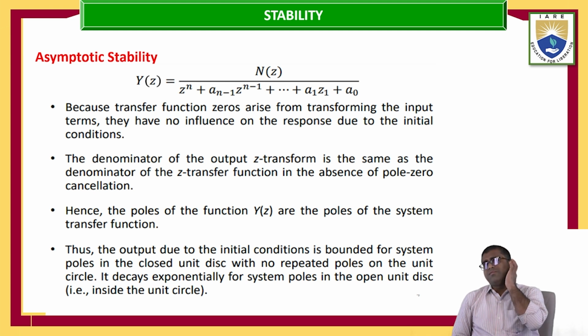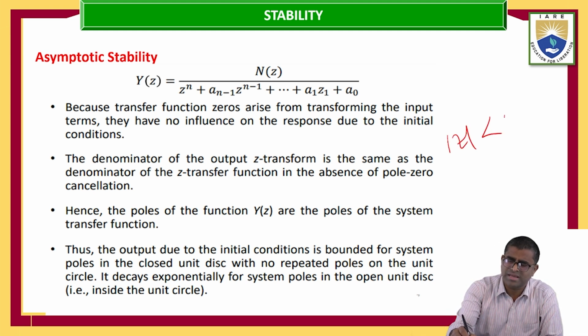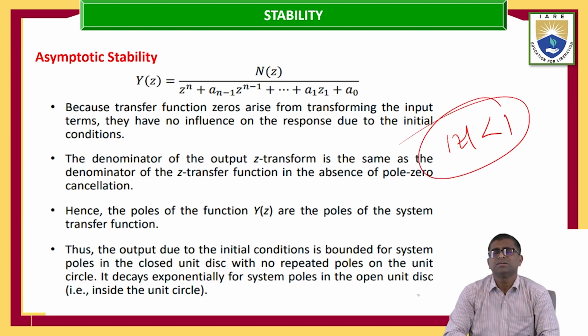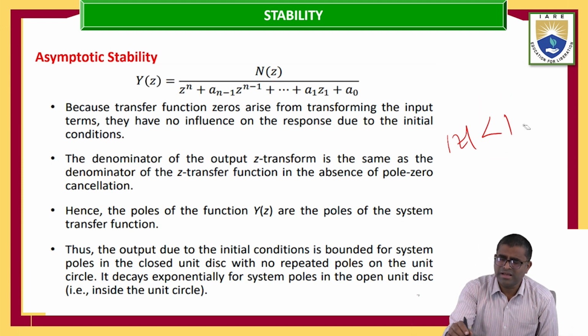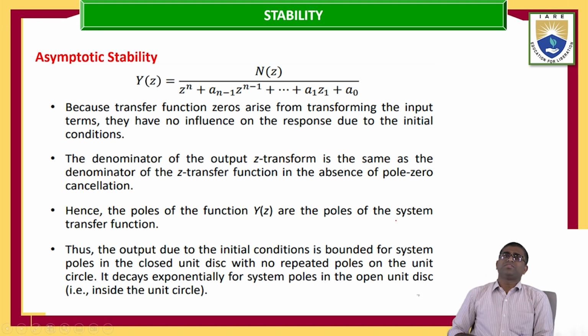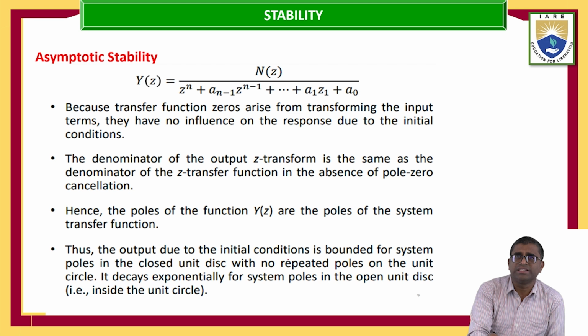Remember that. Asymptotic stability means the magnitude of z is less than 1, that is, inside the unit circle only. That's why this third point: the output due to the initial conditions is bounded for system poles in the closed unit disk with no repeated poles on the unit circle.